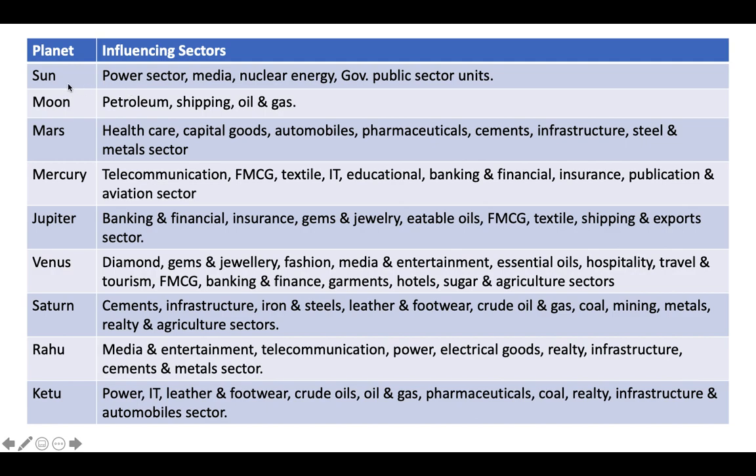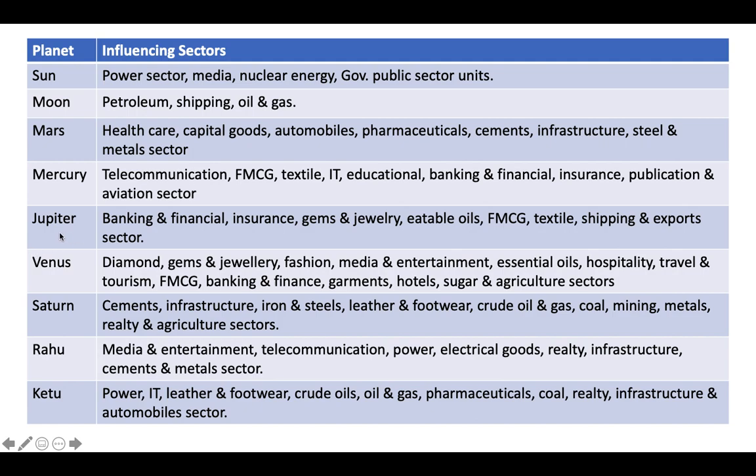Sun is government: government sectors, power sector, media, nuclear energy, PSU units. Those all will get impacted by the sun planet. Moon has impact on petroleum, shipping, oil and gas. Mars has implication on healthcare, capital goods, pharma, cement, infra. Mercury has impact on telecommunication, textile, FMCG, banking, insurance, publications, and the aviation sector.